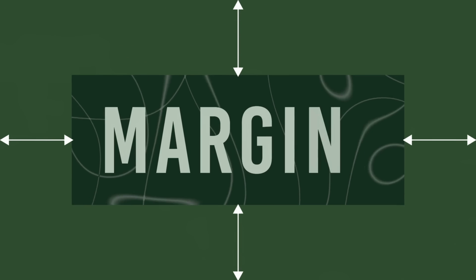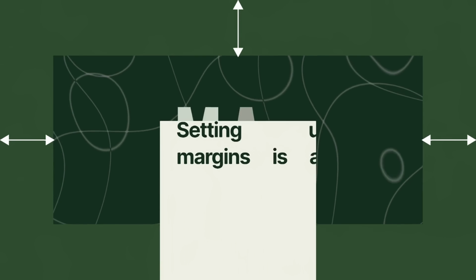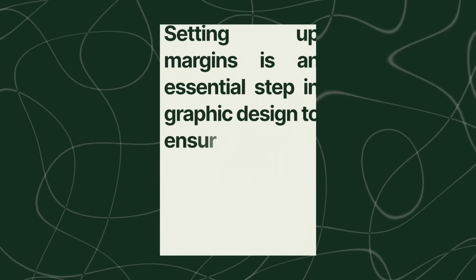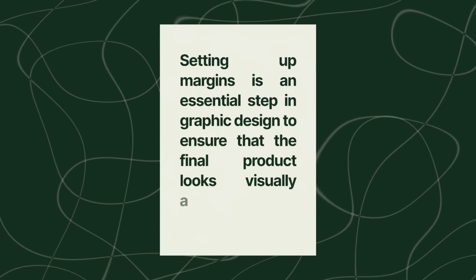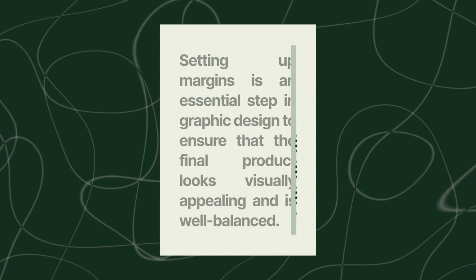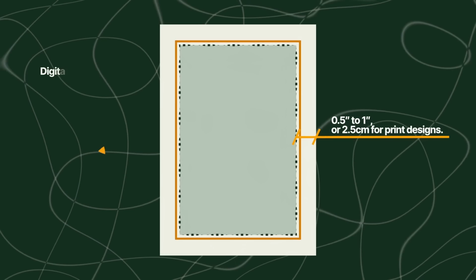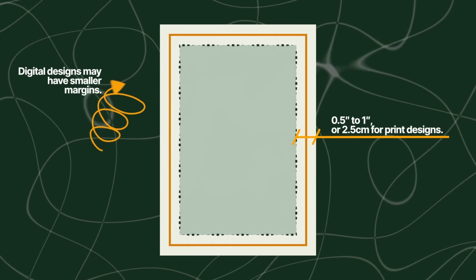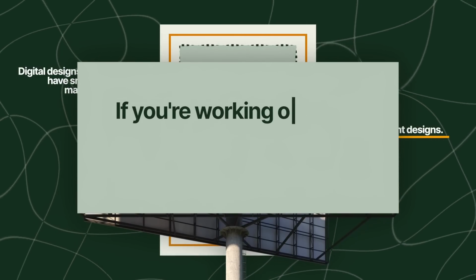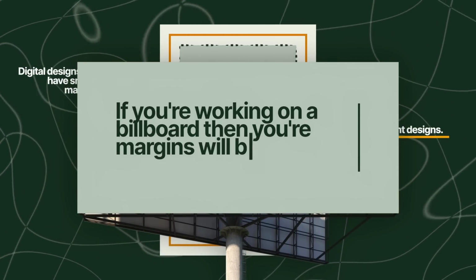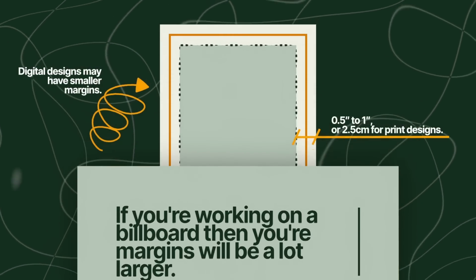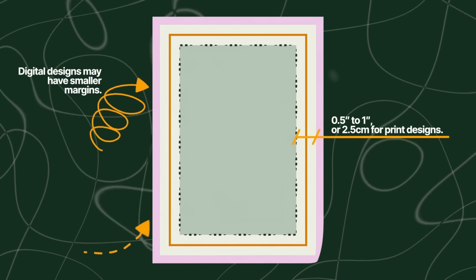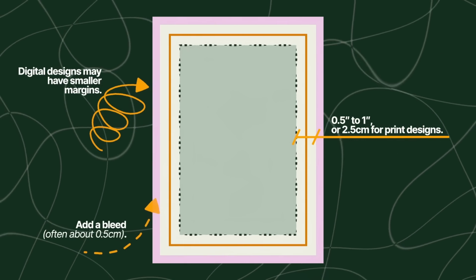So next, we need margins. Setting up margins is an essential step in the graphic design process, and it ensures that the final product looks visually appealing and is well balanced. Now, typically, margin sizes include 1/2 inch to 1 inch or 2.5 centimeters, and that's for print designs, while digital designs may have smaller margins. Of course, if you're working on a billboard, then your margins will be a lot larger than just 1 inch. It's all relative. Also, if you're working on a print project, you will need a bleed, and these are often about 1/2 centimeter. And now a quick pro tip.